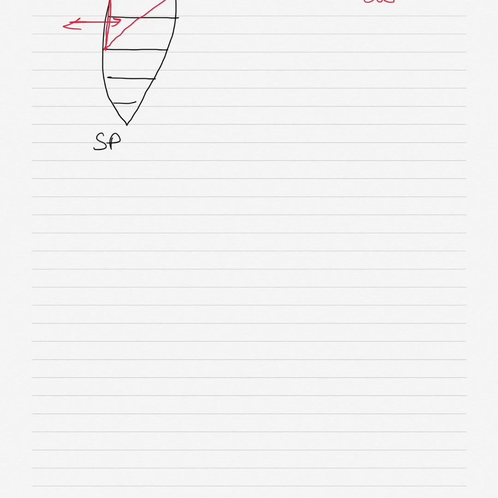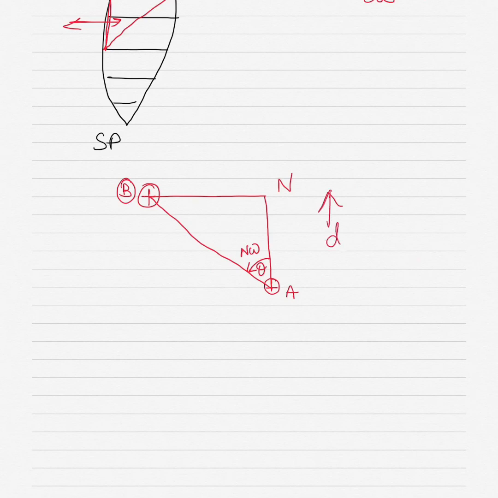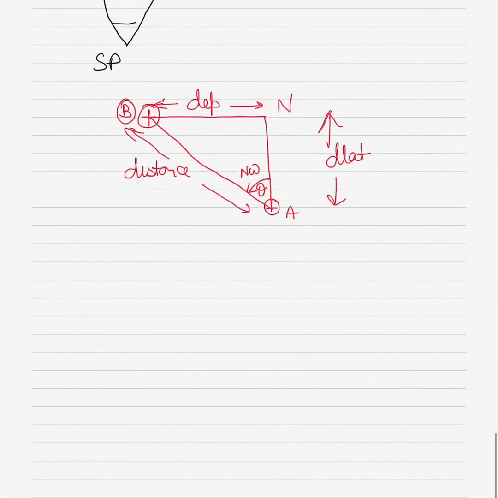Now it doesn't matter in which direction you're going. This time I went northeast. What if I was going northwest? I will measure the course from the north pole. Again, this would be north. This would be my position A. This would be my arrival position, position B. I will measure the course this way. This is my northwest course. I will call it theta. The vertical distance again becomes d lat. The horizontal distance becomes departure. And of course, the line joining A and B is always distance.